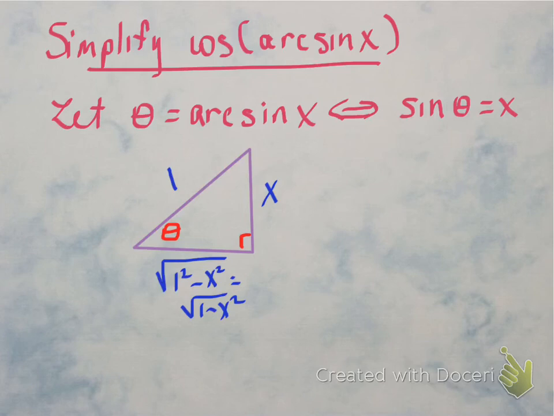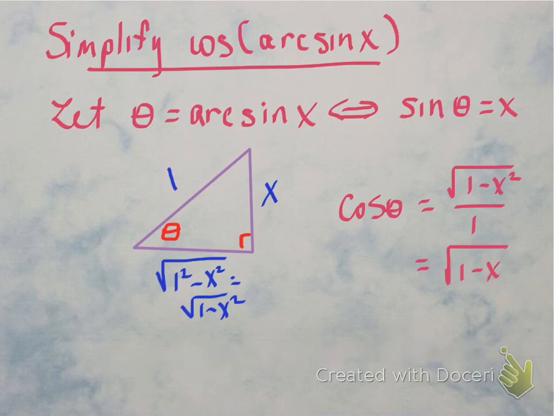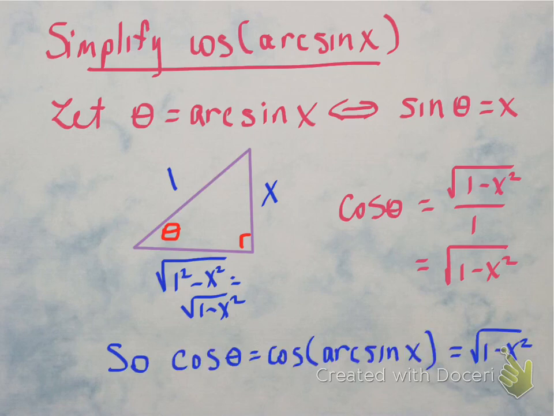Now what am I interested in? I am interested in cosine of arcsine of x, which is cosine of theta. So on this triangle, cosine of theta is adjacent over hypotenuse, so it is the square root of 1 minus x squared over 1, which is the square root of 1 minus x squared. So my conclusion, which you already saw, was that cosine of theta, which is cosine of arcsine of x, is just the square root of 1 minus x squared.